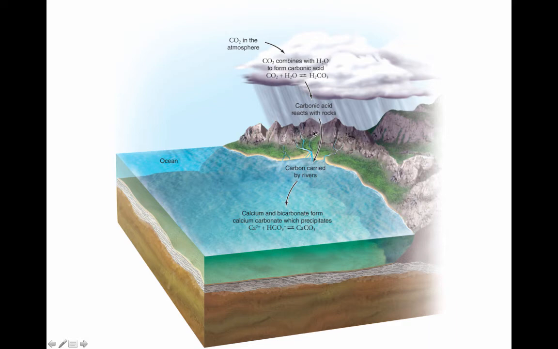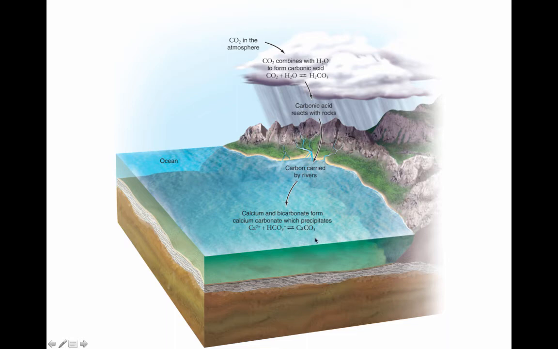So what you have in this water that's running down in the form of rivers is the dissolved calcium from the rocks and carbonate ions that also form from the breakdown of the rocks interacting with this carbonic acid. So these materials are going to be carried by rivers down to the ocean. In the ocean, the calcium and bicarbonate precipitate, so they come together to form calcium carbonate.